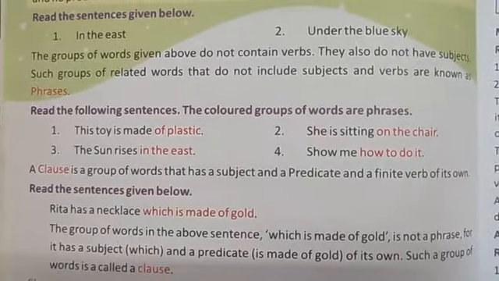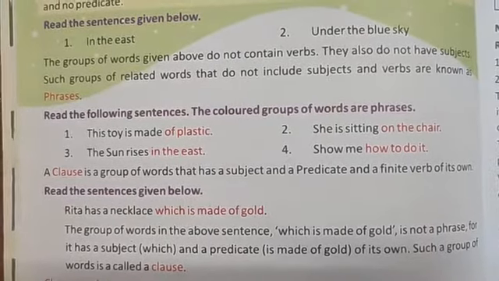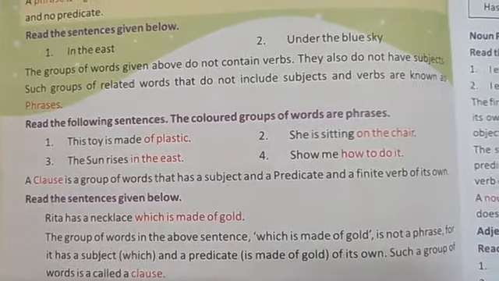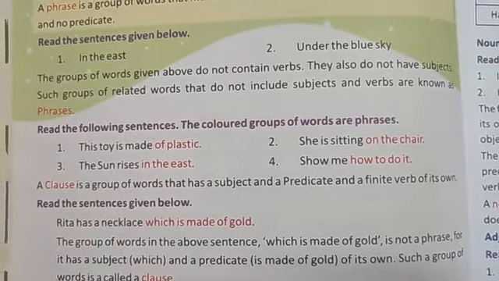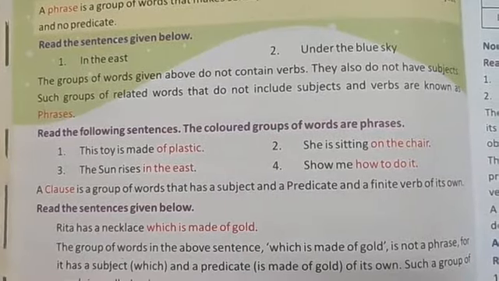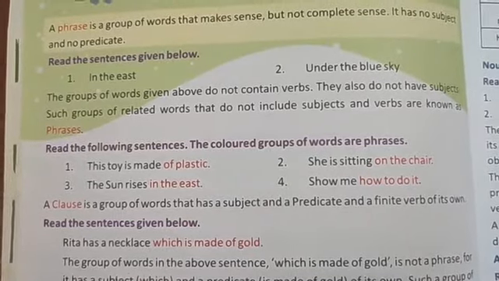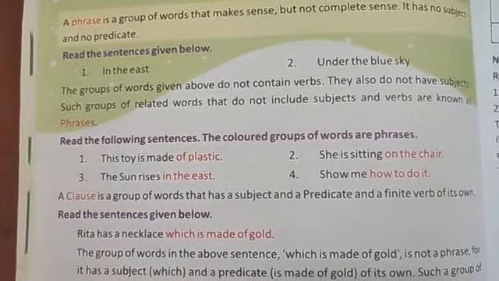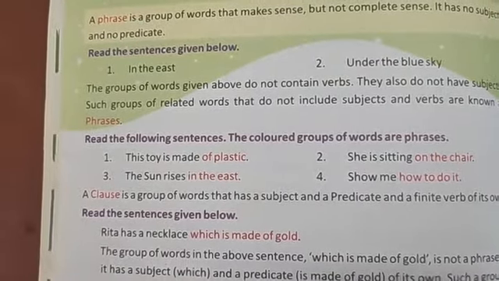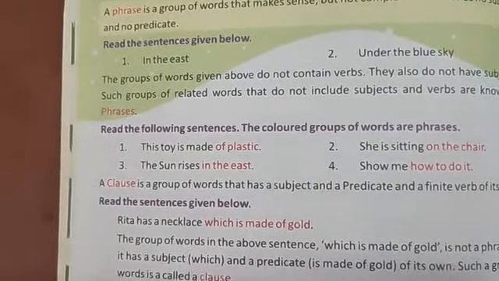Now see how we form sentences including these phrases. The toy is made of plastic. She is sitting on the chair. My sentence is she is sitting. On the chair is the phrase. See, if I simply say on the chair, does it make any sense? No. It does not make any sense. It makes sense when I add the phrase to the sentence she is sitting. Then I have a complete sense.